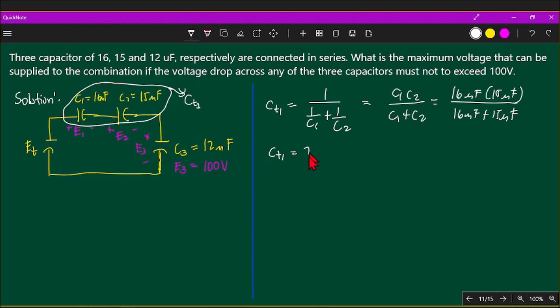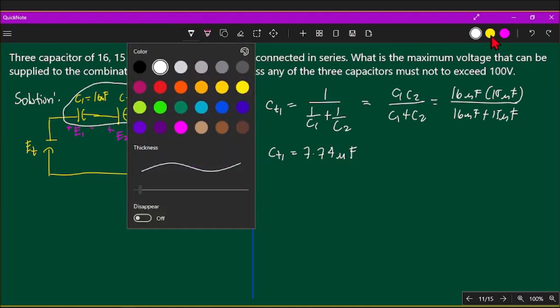7.74 microfarad. Okay. So now we will use our voltage division theorem. So first we will create the equivalent diagram now.